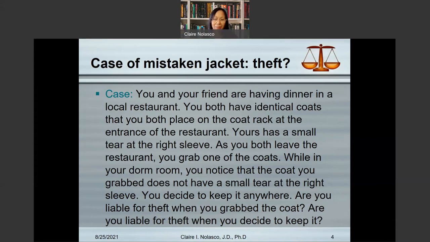So let's break this down. What happened? When you grab the coat, you grabbed the wrong coat. You grabbed your friend's coat instead of your own coat. So was it your intent to deprive the owner of his or her coat, or was it just a mistake or an accident? When we look at the law on theft, theft is basically appropriating the property of another with the intent to deprive that person of his or her property. So the intent must be at the moment that you grab the coat. So here, probably it wouldn't be theft because when you grab the coat, you thought it was yours, right? Now, are you liable for theft when you decide to keep it? I'll leave you to think about that, ponder it on your own.